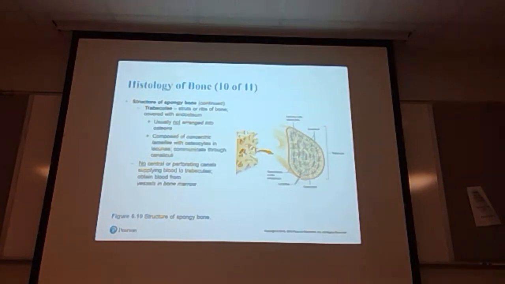They are covered with endosteum. They are usually not arranged in osteons. They are composed of concentric lamellae with osteocytes and lacunae. They communicate through the canaliculi. This is a cross section of this trabeculae right here, showing the osteocytes and lacunae, showing the osteoclasts, the osteoblasts. There's the canaliculi connecting row to row, so everybody's connected. There is no central canal, no perforating canals, supplying blood to the trabeculae. It obtains its blood simply from the bone marrow.